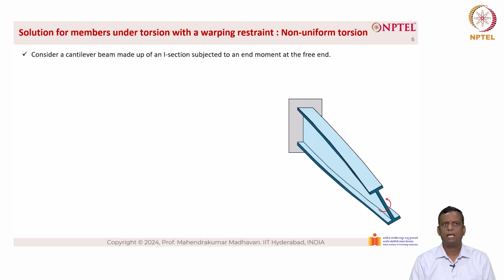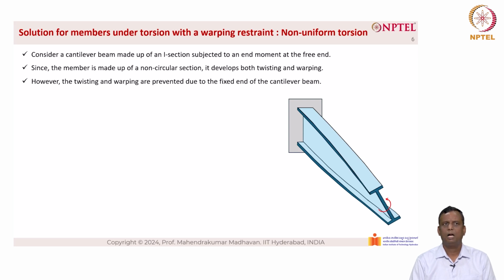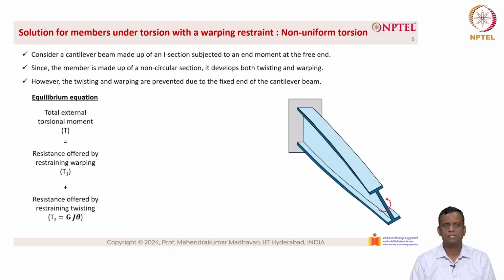Let us consider a cantilever beam made up of an I section subjected to an end moment at the free end. The other end is fully fixed through a plate. Since the member is made up of a non-circular section, it develops both twisting and warping. However, the twisting and warping are prevented due to the fixed end of the cantilever beam. The equilibrium equation is given as total external torsional moment T equal to the resistance offered by restraining warping, which is T1, plus the resistance offered by restraining twisting, which is T2. T2, we already know, is equal to GJθ.